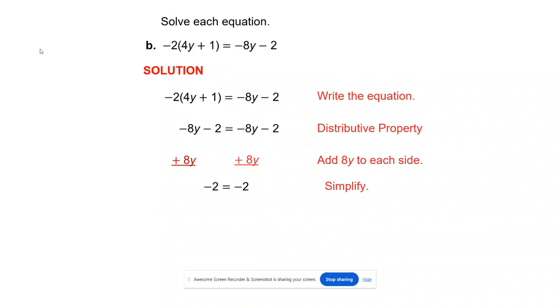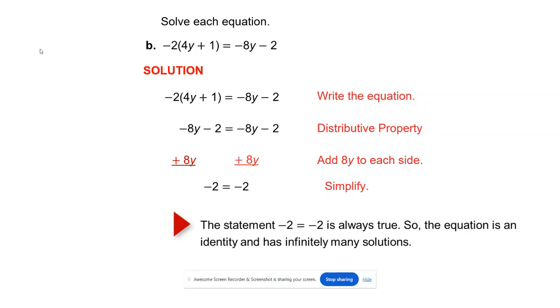So if those variables all cancel out, we are left with the statement negative 2 equals negative 2. Well, that is true. Negative 2 does equal negative 2. So if you're left with this true statement at the very end and your variables have canceled out, that means we have infinitely many solutions. And in our next module, we'll talk about what that would look like on a graph.